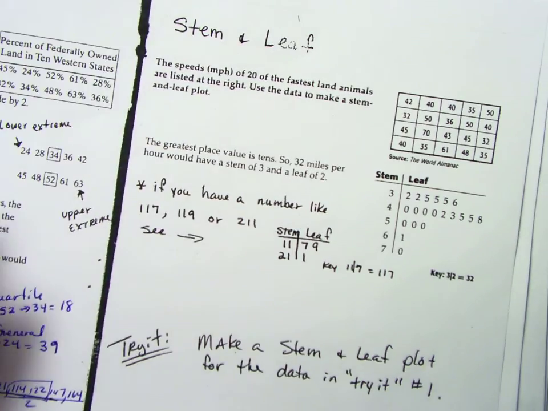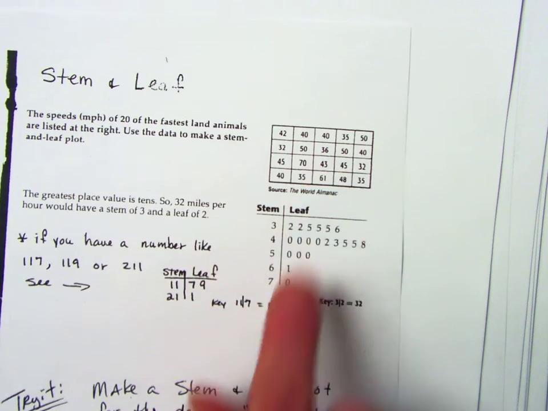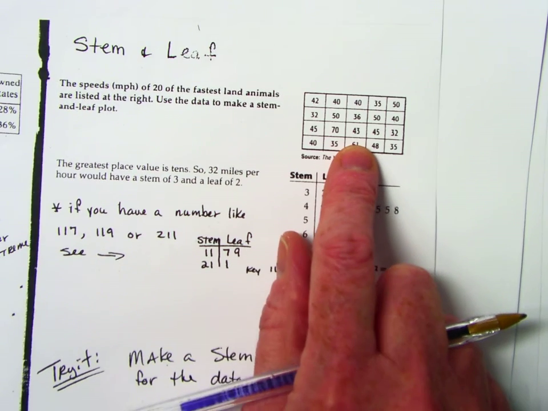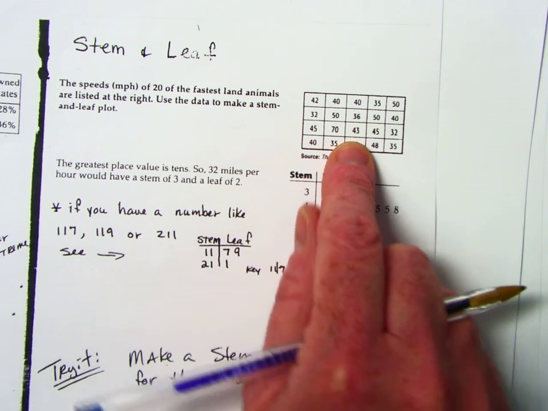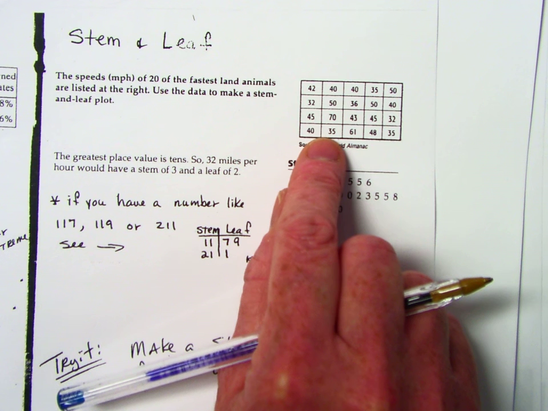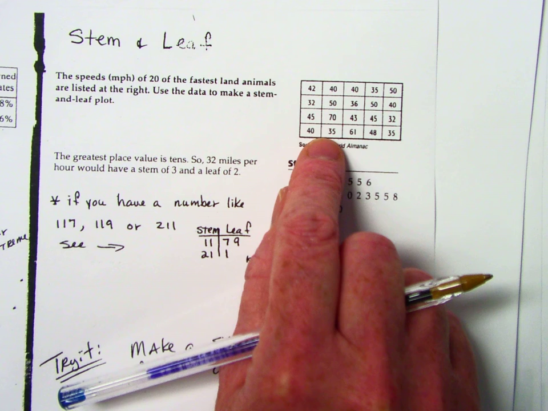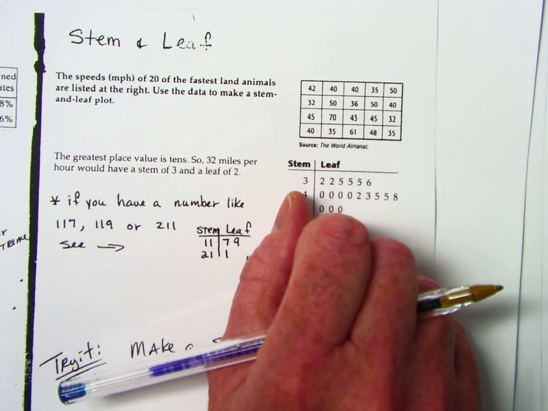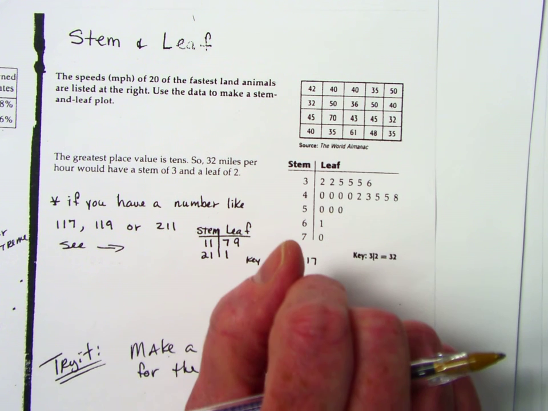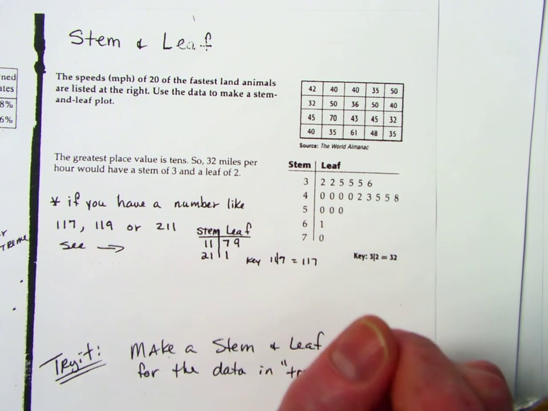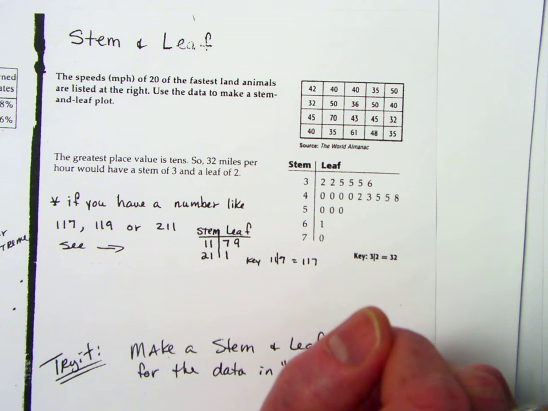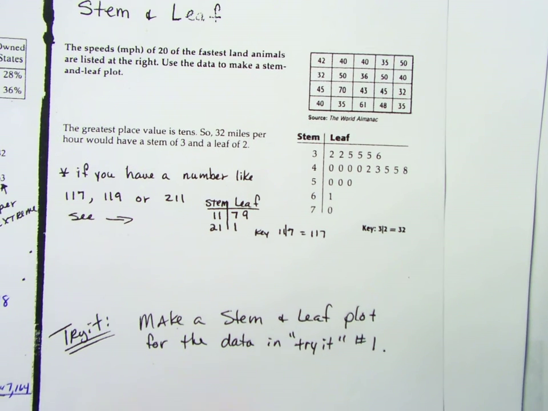Now let's look at stem and leaf. Here is a table of how fast some land animals can travel. So I'm going to guess they're running since they're land animals. My favorite is the cheetah. I think it goes 70 miles an hour. 72? Really, 72? I think 72. That one's on steroids then.